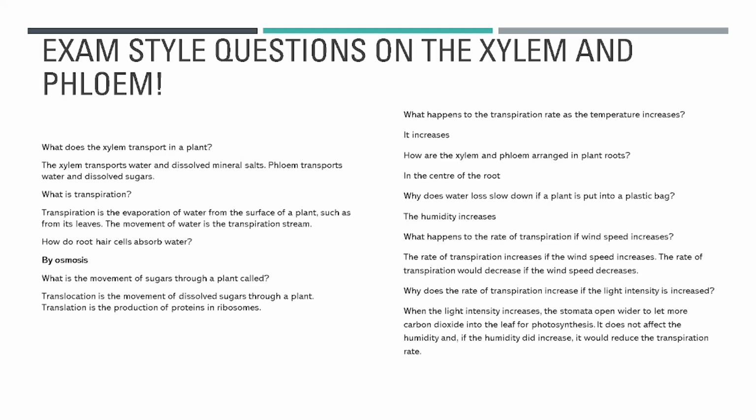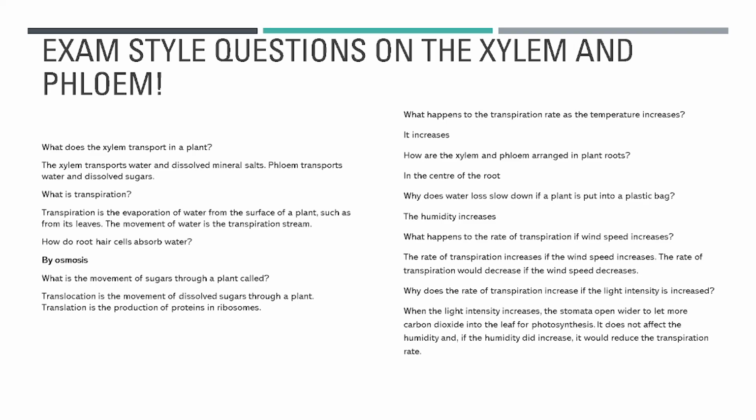Translocation is the process of production of proteins in ribosomes. What happens to the transpiration rate as temperature increases? Well, it increases. The transpiration rate increases. How are the xylem and phloem arranged in plant roots? They are arranged in the center of the root.